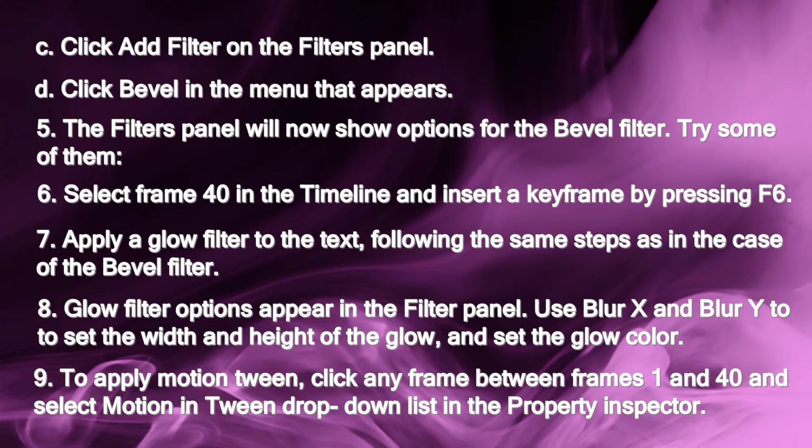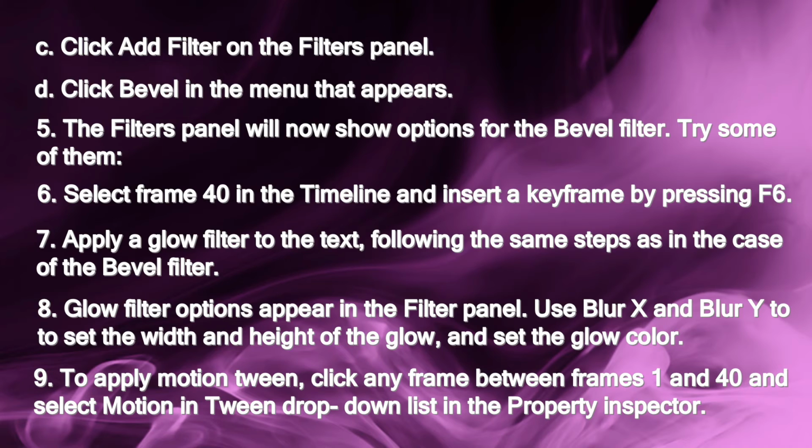Click Bevel in the menu that appears. The Filters panel will now show options for the bevel filter. Try some of them. Click the drop-down menu arrow of the Type option and select Outer. The Blur X and Blur Y options set the width and the height of the bevel. Use the sliders and try different values.